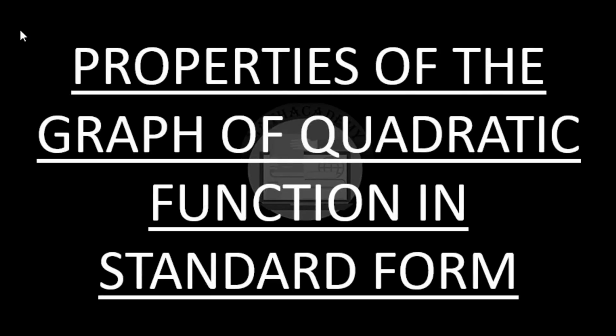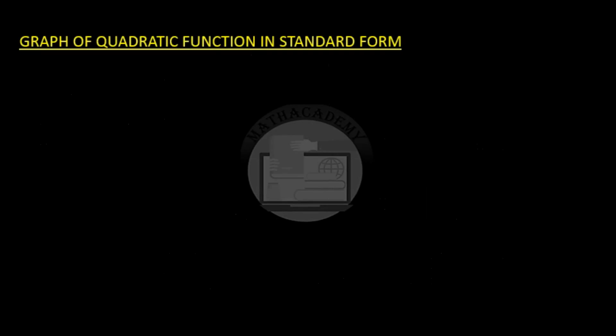Hi, the previous video covered the terminologies related to the graph of a quadratic function. This video will cover some of the properties of the graph of a quadratic function when the quadratic function is in the standard form. So let us see what is the standard form of a quadratic function. The standard form of a quadratic function is y is equal to ax square plus bx plus c.